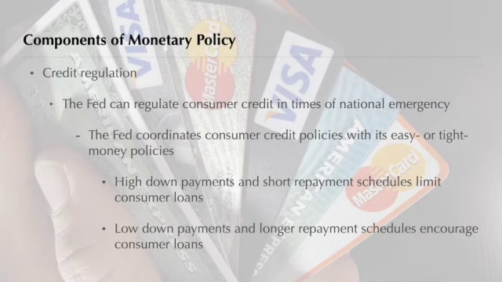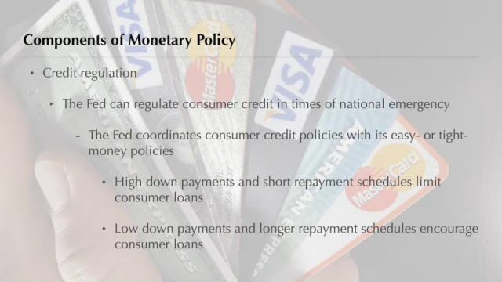A second indirect control is the Fed's power to regulate consumer credit in times of national emergency. During World War II and the Korean War, for example, the Fed required high down payments and shorter repayment schedules for consumer loans. These requirements limited the availability of credit, as many people were unable to meet the requirements. As credit became more expensive, fewer people chose to buy consumer goods. The new, lower level of aggregate demand led producers to reduce supply. The government then was able to encourage many suppliers to produce war-related products.